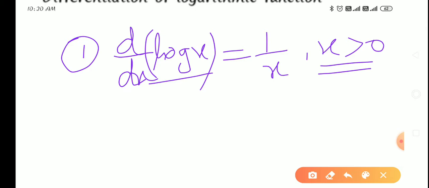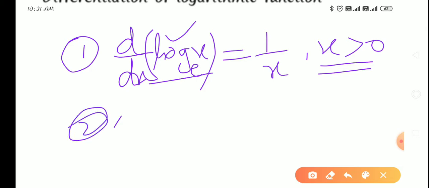Here one thing you have to remember: the base is very important. If no base is given, then you have to take base e. Means you have to understand that base e is there. So it is the natural logarithm. You know very well, in class 11th also I told you, if the base of log is e, then it is called natural logarithm. If in place of e any other number is there, then we say that it is a general logarithm.